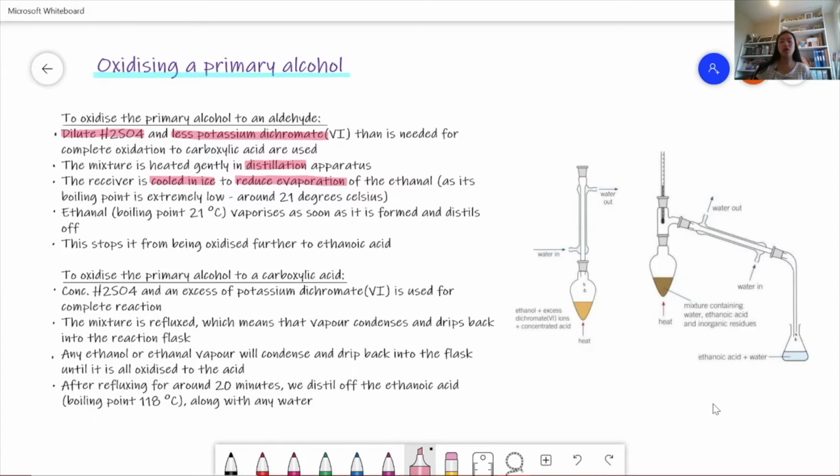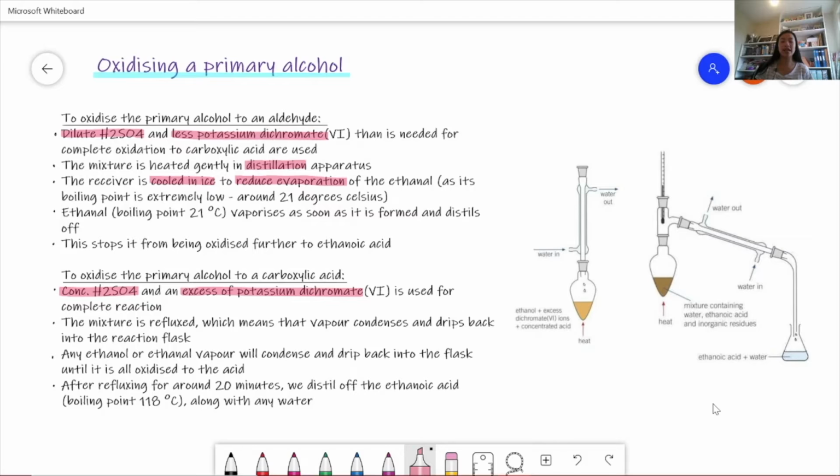Now looking at oxidizing a primary alcohol to carboxylic acid. This time we use concentrated sulfuric acid and also an excess of this oxidizing agent. And the mixture is refluxed. And what we mean by reflux is that, like the diagram on the left, we have the ethanol and the excess of oxidizing agent and concentrated acid.